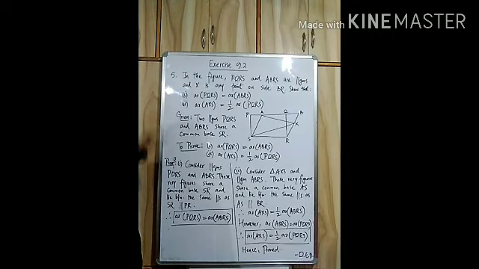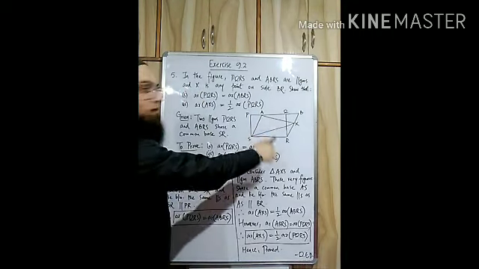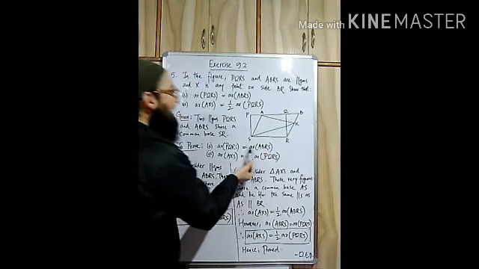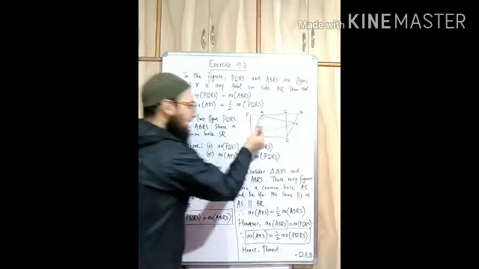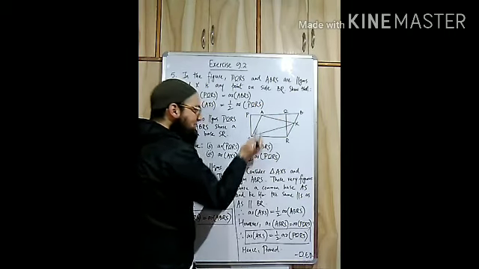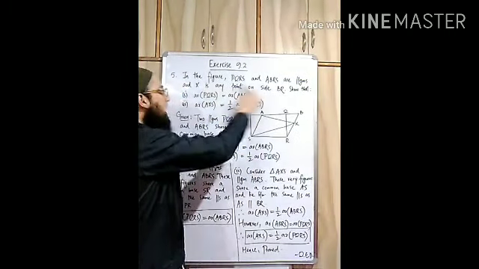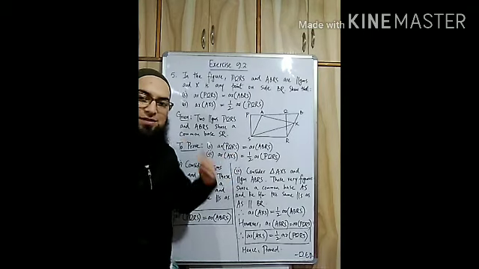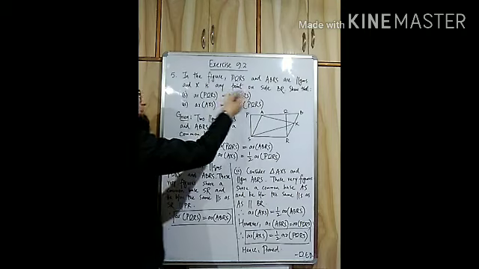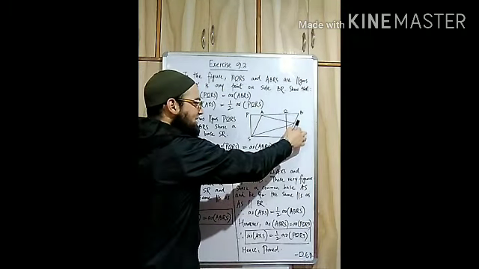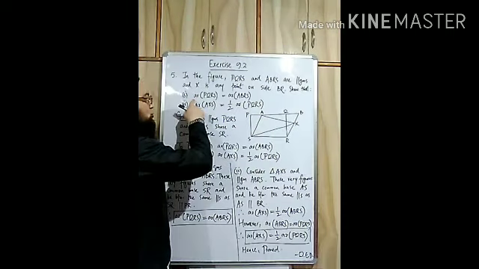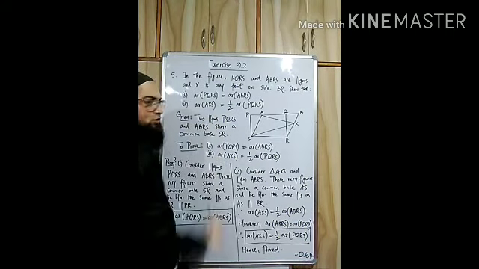Now see, question says in the figure, this is a figure, PQRS and ABRS are parallelograms. These are two parallelograms. It's given that both the figures are parallelograms. And X is any point on side BR. X is any point on this BR. Show that this is equal to this and this is equal to this.